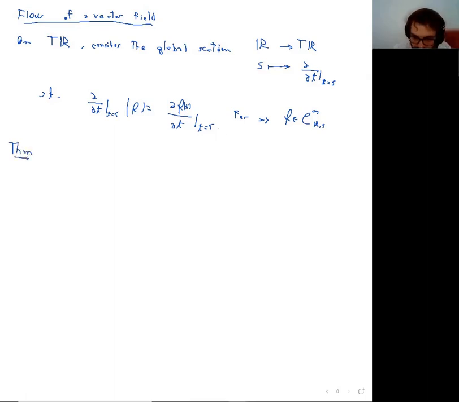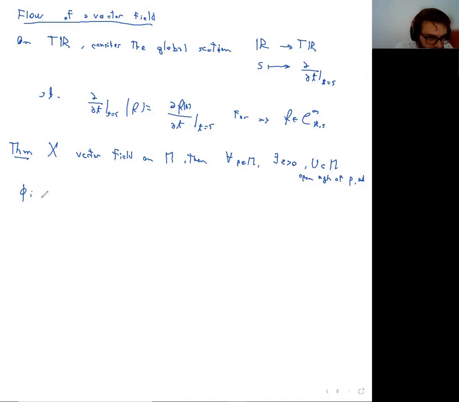And here we have a theorem. If you take X a vector field on a manifold M, then for every point P in the manifold, there exists an epsilon, a U, which is an open neighborhood of P in M, and a map phi from (minus epsilon, epsilon) times U to M, which is smooth, such that, if you fix the, well, let's just immediately call it the time component, you get the identity.